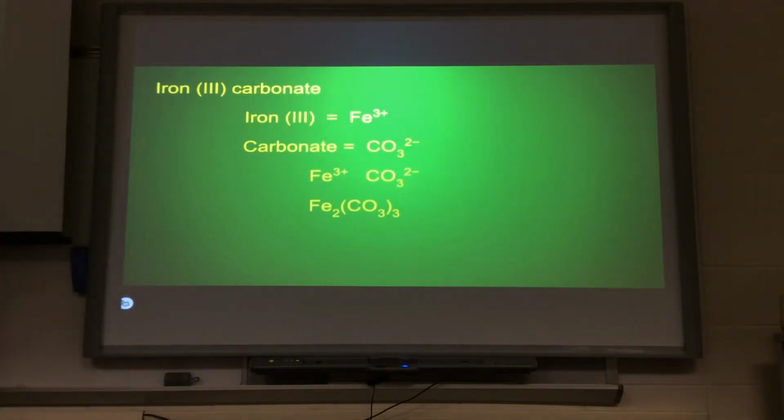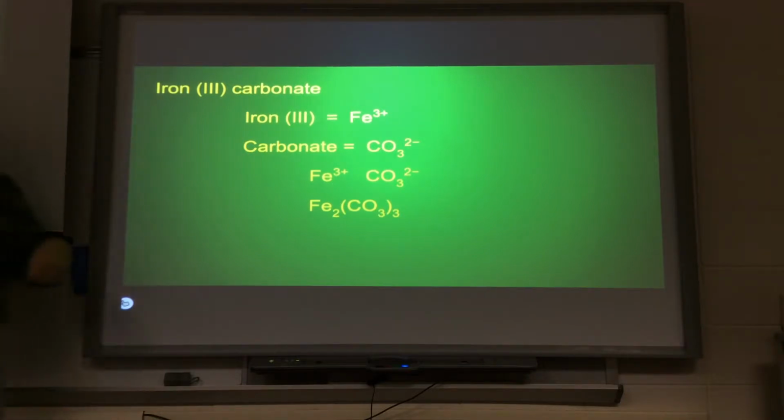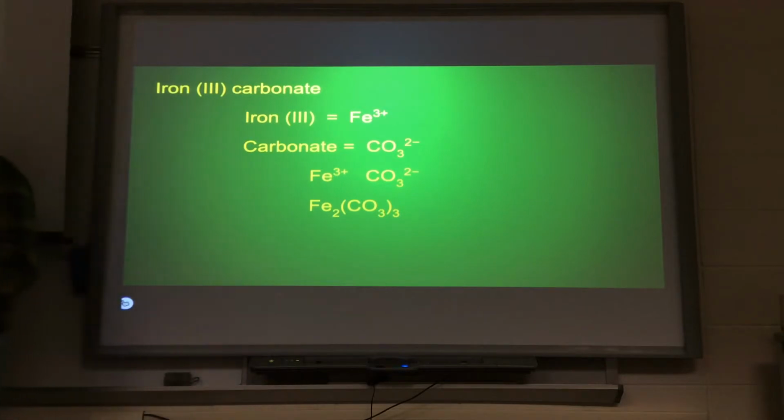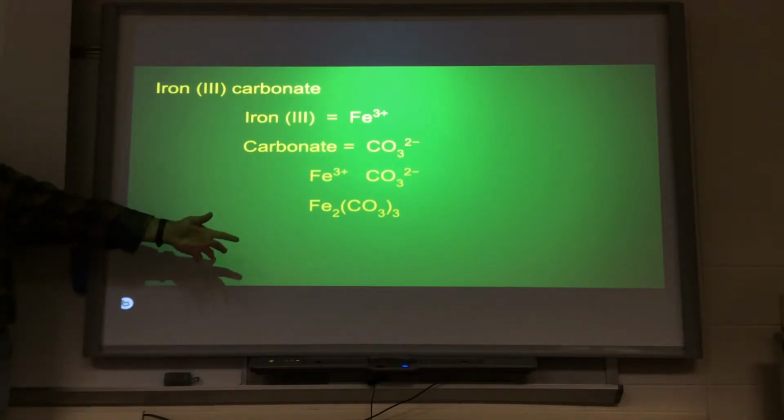There it is. We cross our charges. We need 2 iron 3 ions to make this compound happen. And we need 3 carbonate ions. So Fe2(CO3)3. Fe2(CO3)3. Any questions on how we got that one?